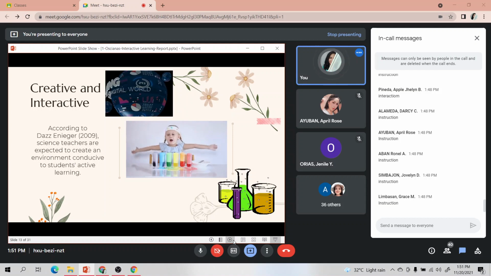Then we have creative and interactive. So according to Daz and Yeager, 2009, science teachers are expected to create an environment conducive to students' active learning. So not just science teachers, but I think all of the teachers. We are all expected to create a friendly environment, an atmosphere where the student can really learn at their best. So a child enjoys the experimentation. Usually in science, we have lab assignments, lab reports. Okay, next.